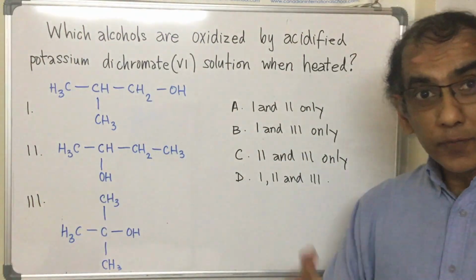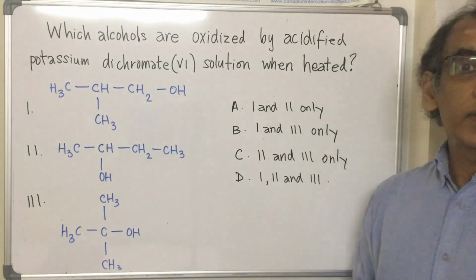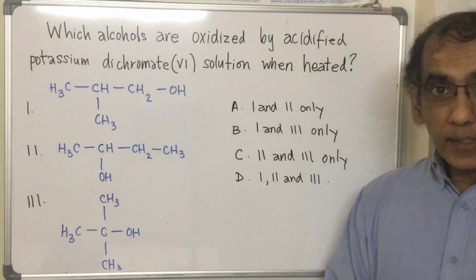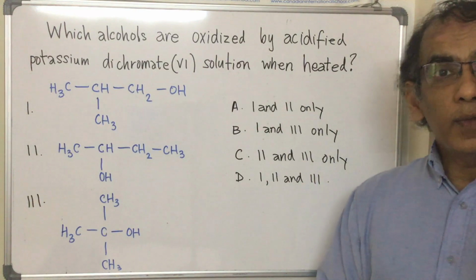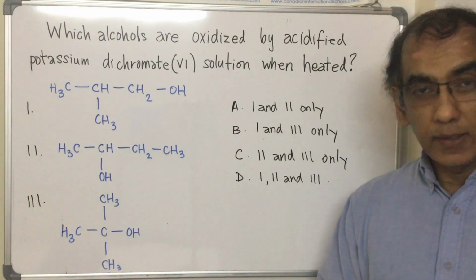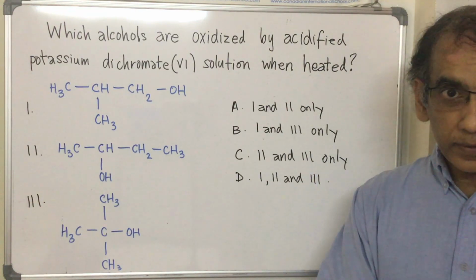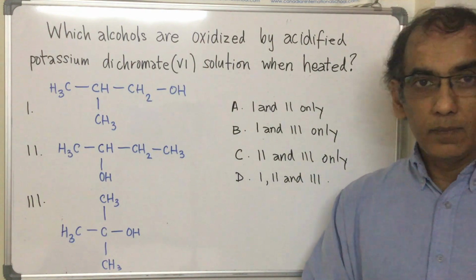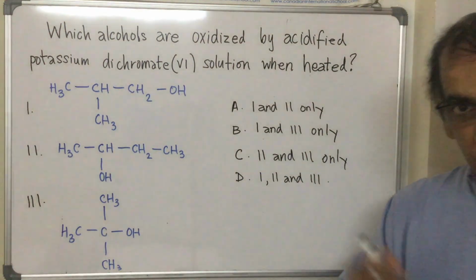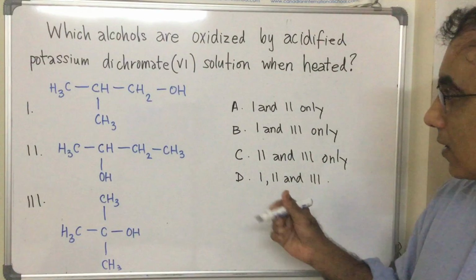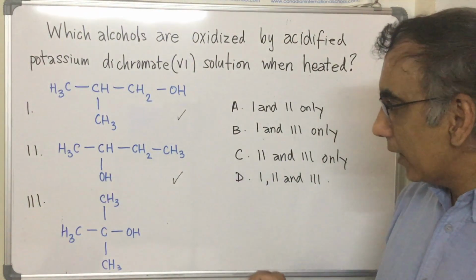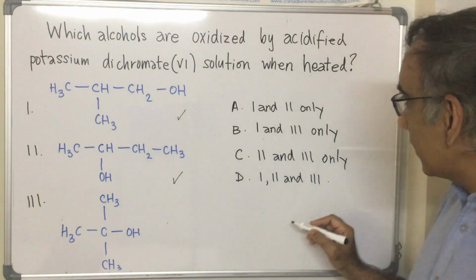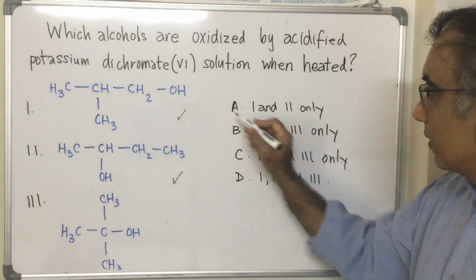One way to reverse these oxidations, in other words, to carry out reduction, is to heat the acids or the aldehydes or the ketones with lithium aluminium hydride in a solvent like ether. But the answer to this question, of course, is, because this is a primary alcohol and this is a secondary alcohol, 1 and 2 are correct. The answer to this question is A.